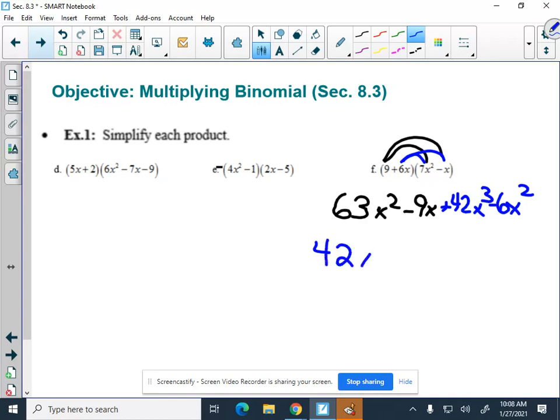Simply putting them in order. 42x to the third is the highest power. We have 63 minus 6x squared. So 63 minus 6 is 57x squared. Then the last one is minus 9x.